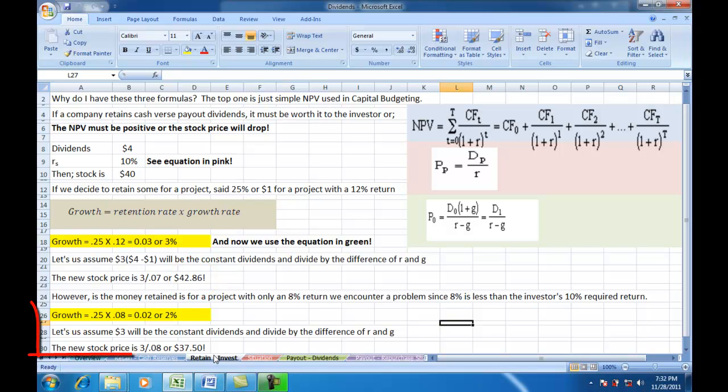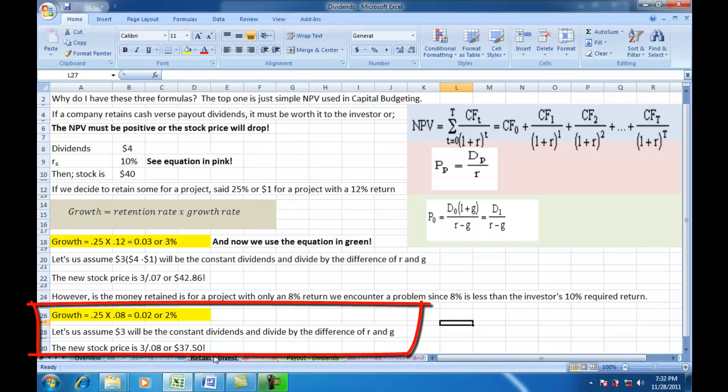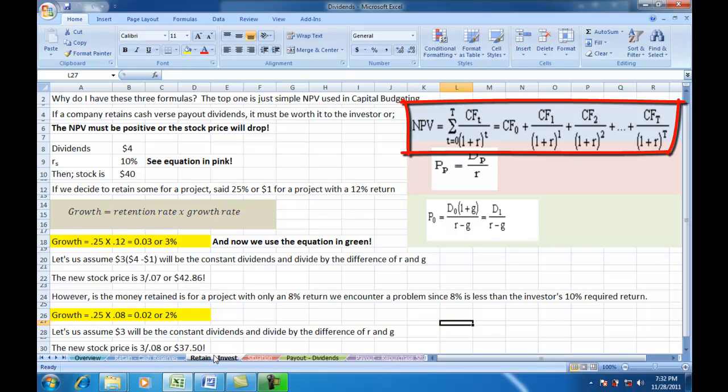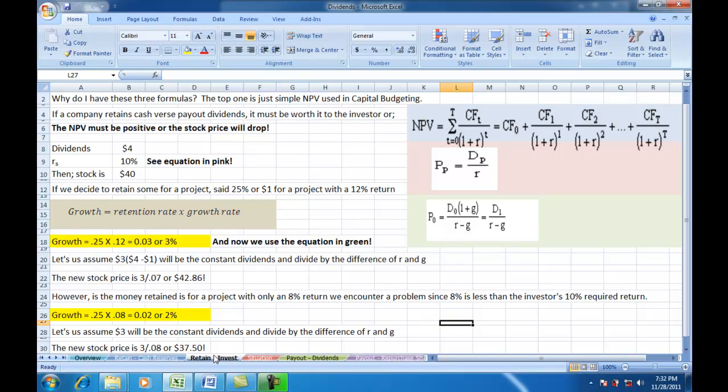Now, however, look here and you'll see if the retained earnings are invested at 8%, which is less than the Rs's 10%, the stock will drop. In the real world, investment decisions are calculated as net present values using this equation here. The predicted ROE or our predicted return on investments for net present value calculations is closer to 30%.